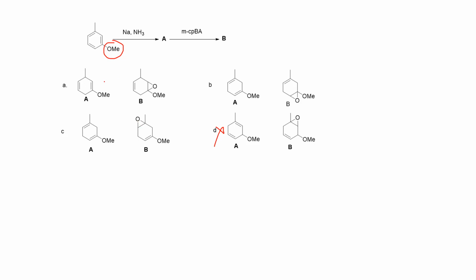Now in the case of MCPBA, we know that whenever there is an electron donating group beside a double bond, that double bond selectively gets epoxidized in the presence of MCPBA. So you can see here, between these two double bonds, which one is electron rich? This one. Between these two double bonds, which one is electron rich? This one. And between these two double bonds, which one is electron rich? This one.